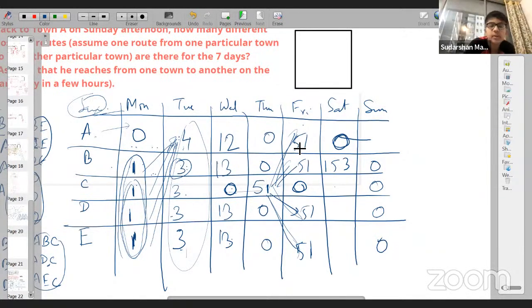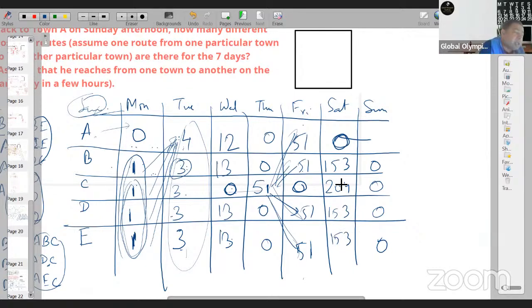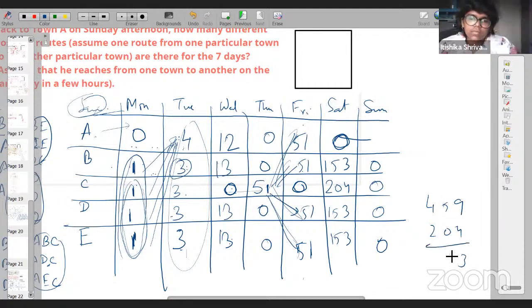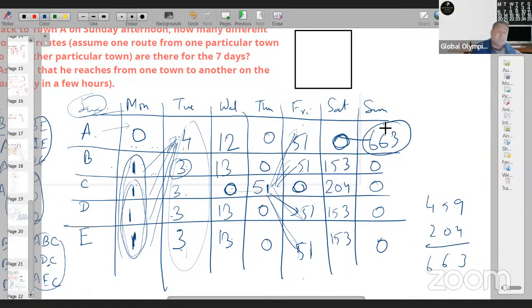For this one, we'll add up all the 4. So we'll get 204. And the rest will again be 153 each. Now we'll add up three 153s. That gives you 459, and with the 204, we get 663. So there are 663 combinations.